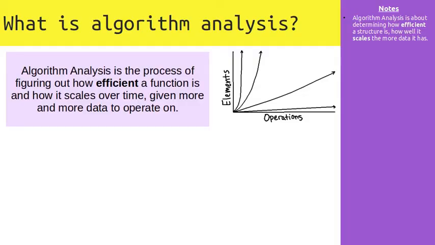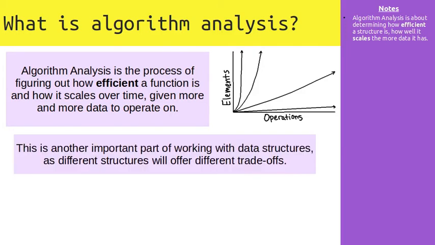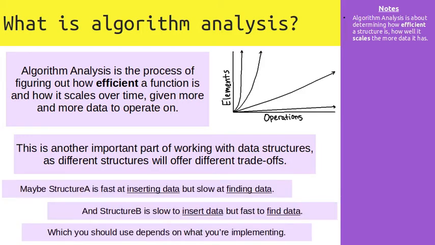Algorithm analysis is the process of figuring out how efficient a function is and how it scales over time, given more and more data to operate on. This is another important part of working with data structures, as different structures will offer different trade-offs. So for example, maybe structure A is fast at inserting data, but slow at finding data, and structure B is slow to insert data, but fast to find data. Which you should use depends on what you are implementing.